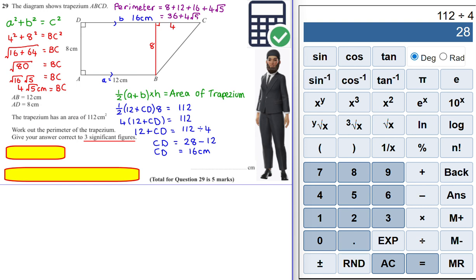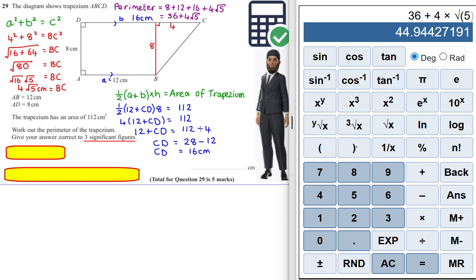Let's plug that into the calculator. We get 36 plus 4 root 5. You could also write root 80, it's the same thing. That's not going to be a problem. And for your final answer, we needed 3 significant figures, and your final answer should work out to be 44.9 centimeters.